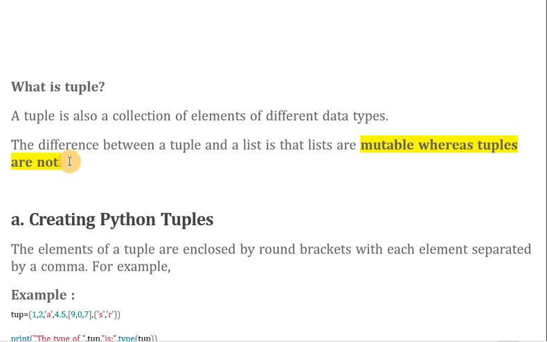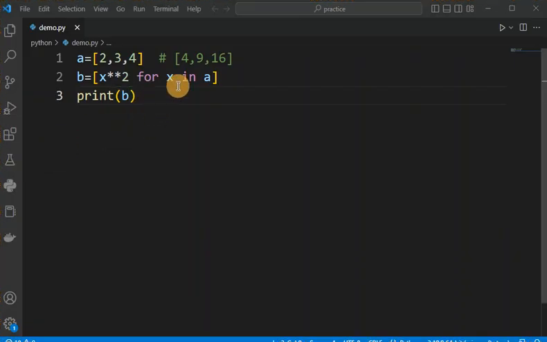Now let's see how we can create a tuple. In a previous episode we saw that to create a list we use square brackets, but to create a tuple we use these round brackets. This is also one of the differences in terms of syntax. In tuple we use this bracket, but in list we use the square bracket.